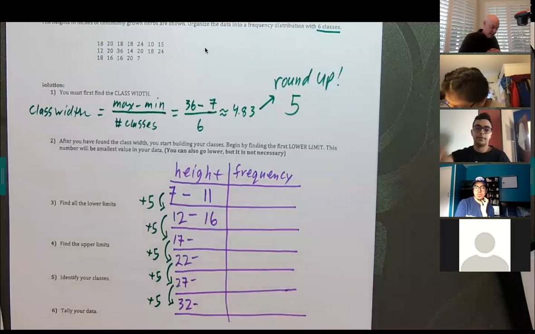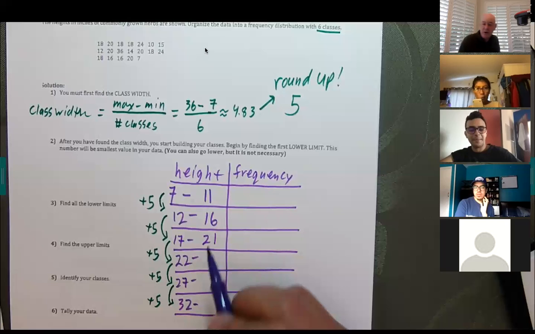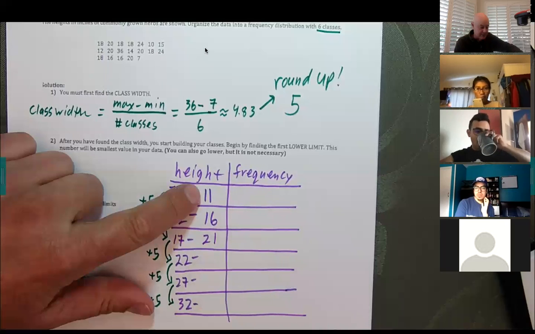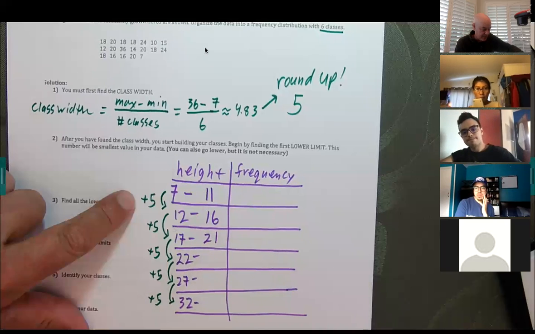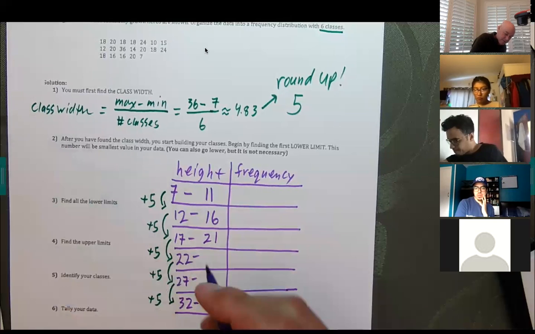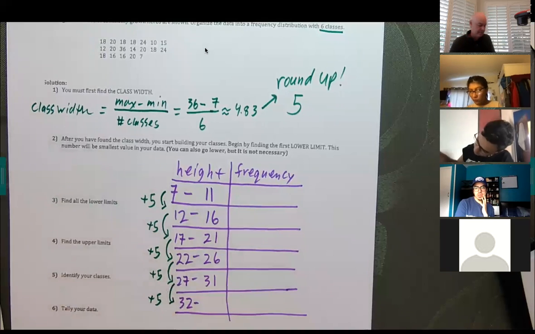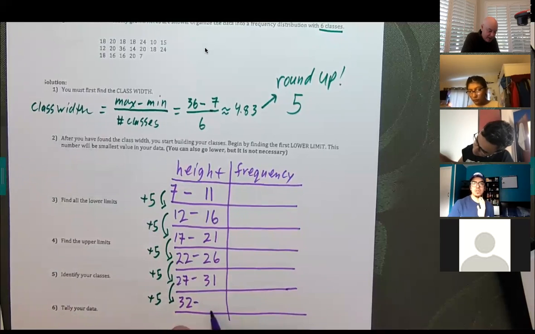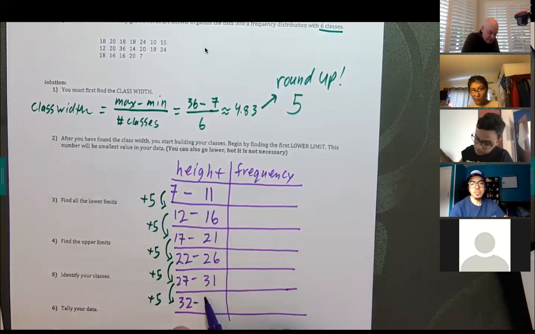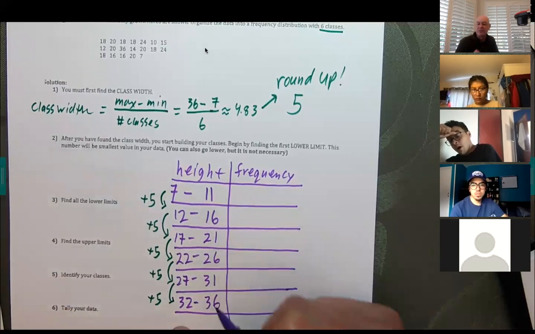All right, so again, one less, and so on. Now notice my upper class limits, I'm also adding 5, plus 5, plus 5, plus 5. Now I don't have another one here to tell me what goes there, but again, I could add 5 if I need to. 36. Plus 5, plus 5, plus 5, and so on.